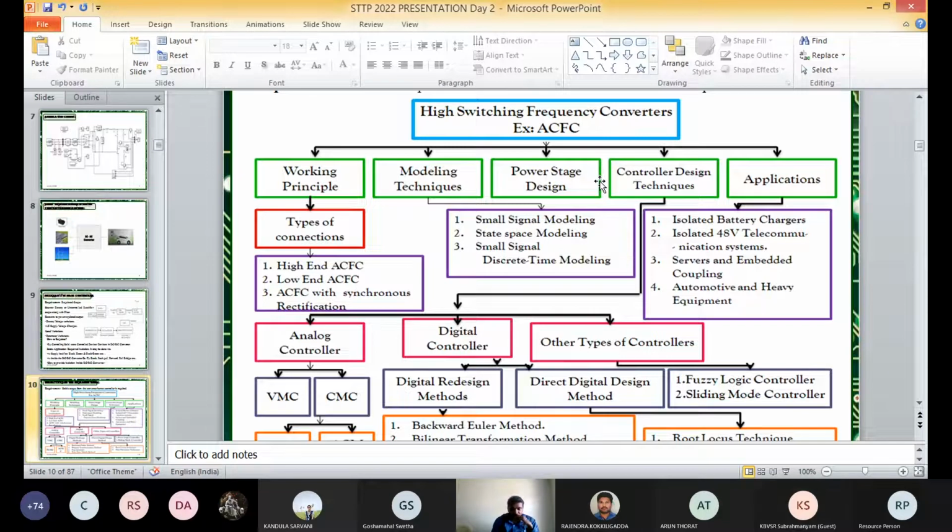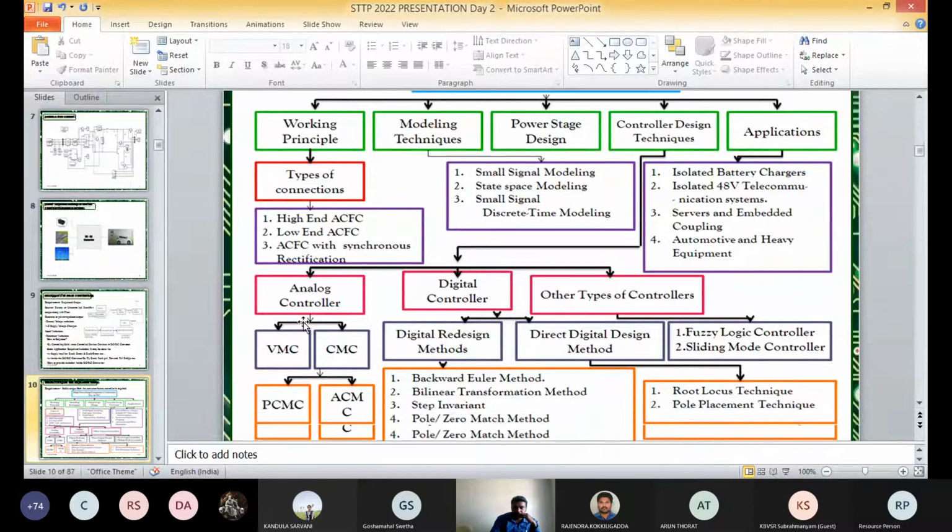After designing the power stage components, we need to observe the behavior of the converter without any controller. After observing the behavior, if there is a requirement for a controller, then we need to design one. There are different types of controllers available: analog, digital, and some other types. In today's session, we are going to discuss how to design a simple classical voltage mode controller, and then some other soft computing technique, that is, the fuzzy logic controller, for different types of systems. So this is the roadmap to design that.